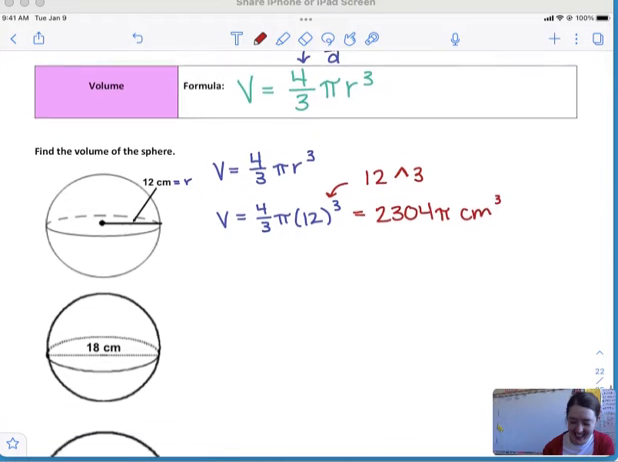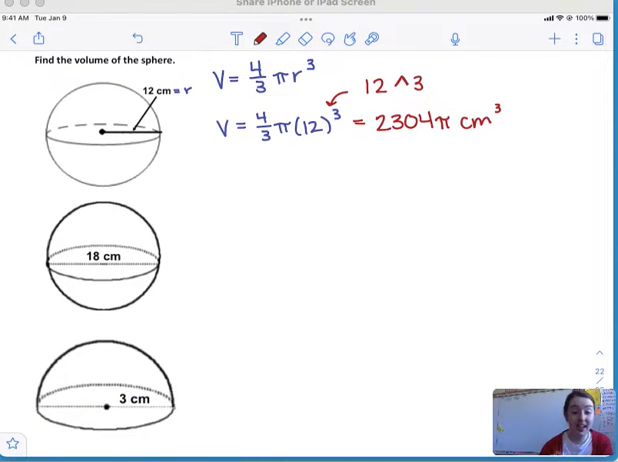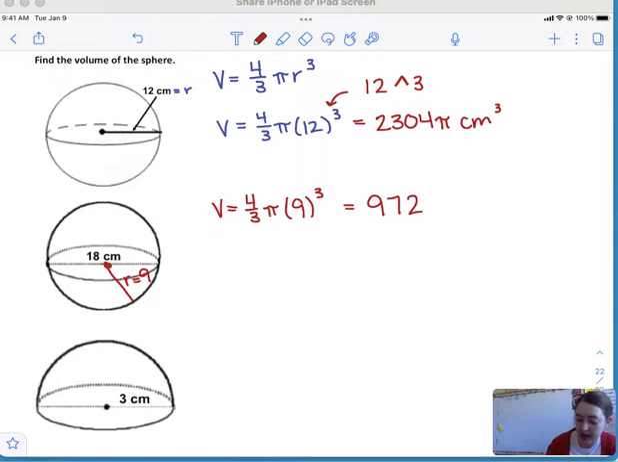Okay, on this next one, this time all the way across is 18. So that means just our radius here will be half of that, or 9. So volume is 4/3 pi times our radius cubed, and our radius here is 9. When you put that into your calculator, you're going to end up with 972 pi. And that'll be centimeters cubed.